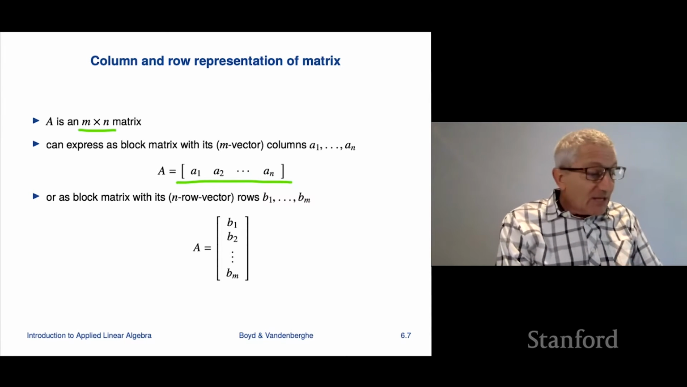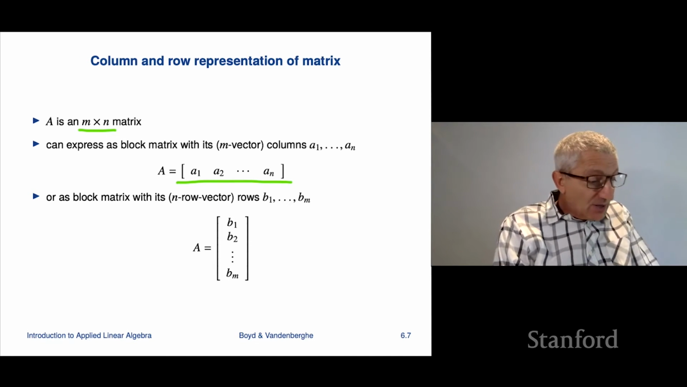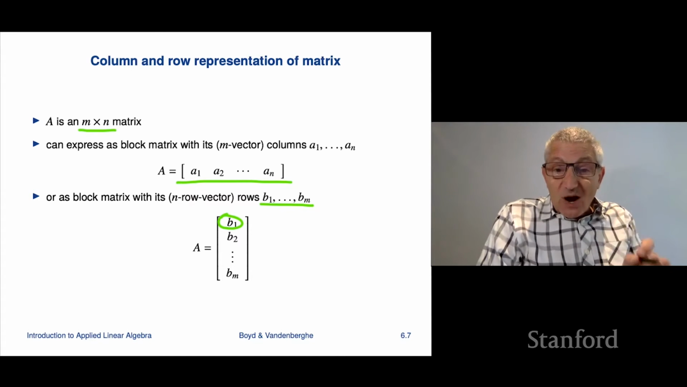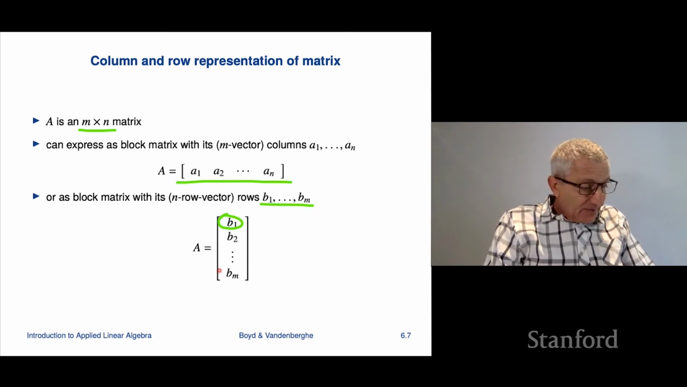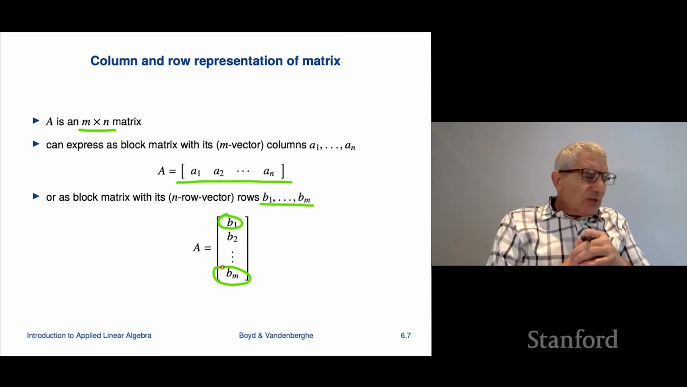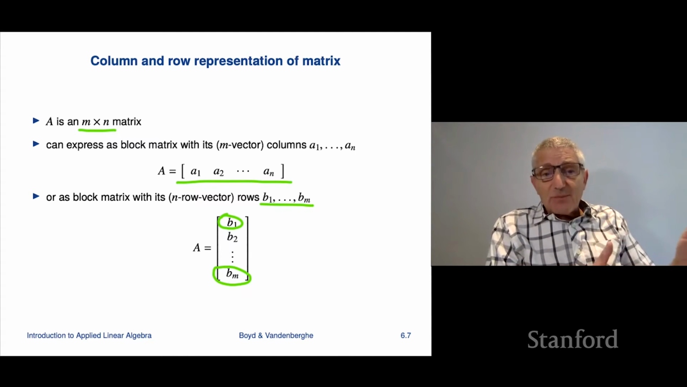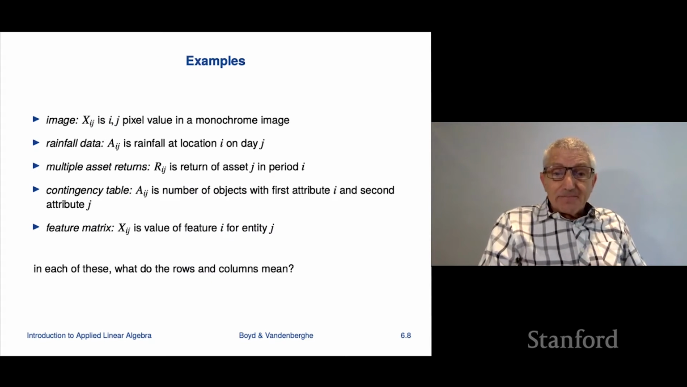Now I can also take a matrix and decompose it as a block matrix. This time I'm going to make them the rows. So here are the rows, and I'm going to call them B1 through Bm. Now these are row vectors. So B1 has dimension 1 by n. So these are n row vectors, the B's. Okay? We'll see several times, it's surprising, but simply going back to this interpretation of what a matrix is is going to be quite useful in a lot of applications. We're going to see that.